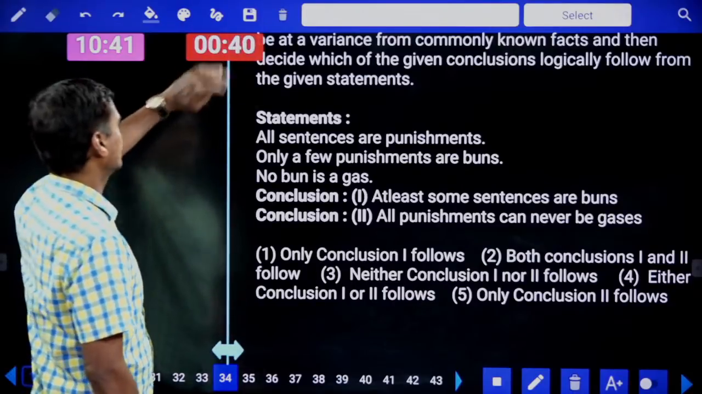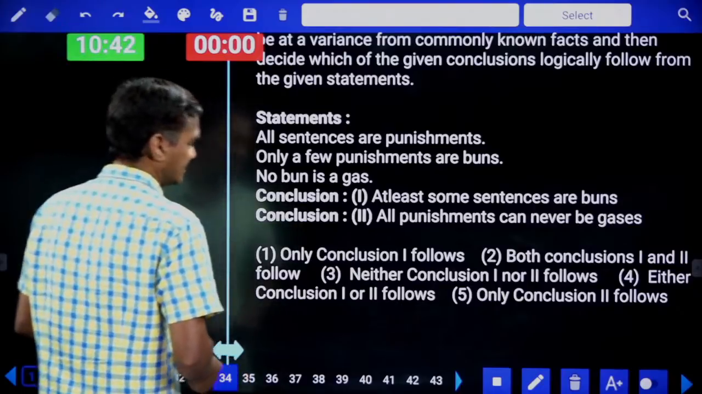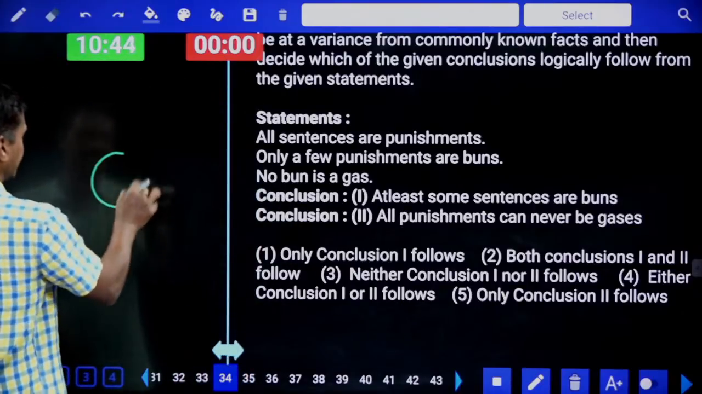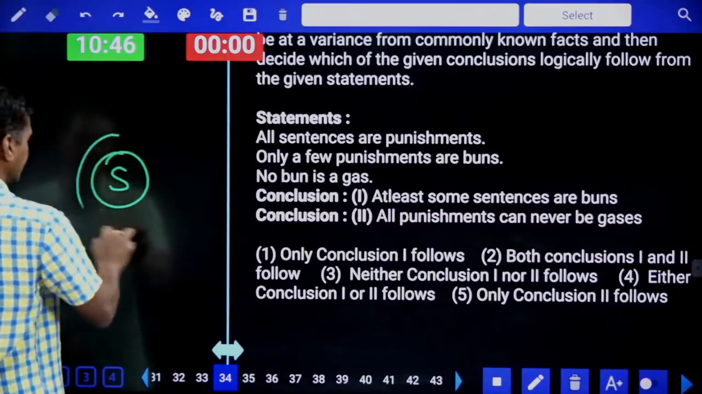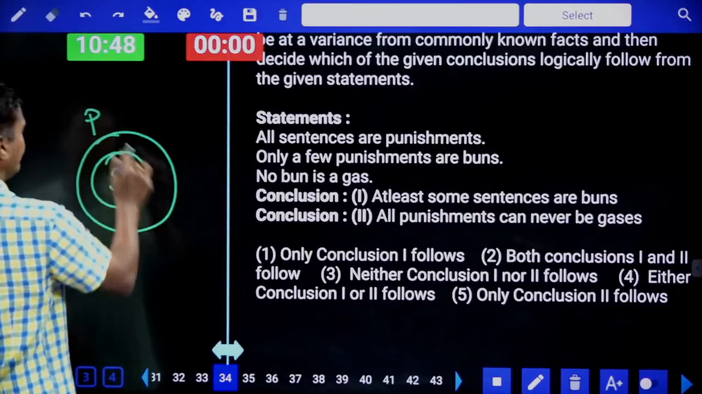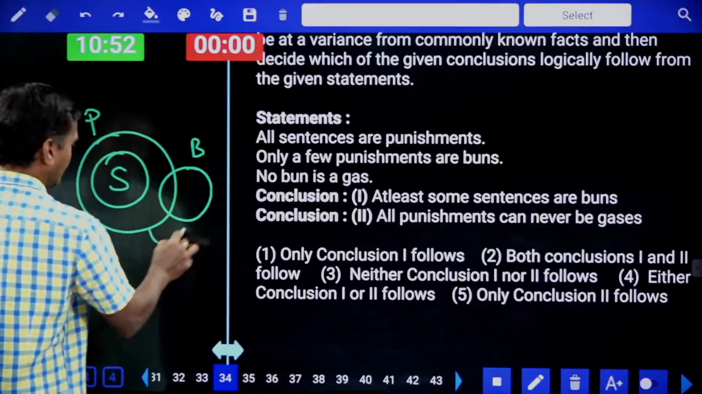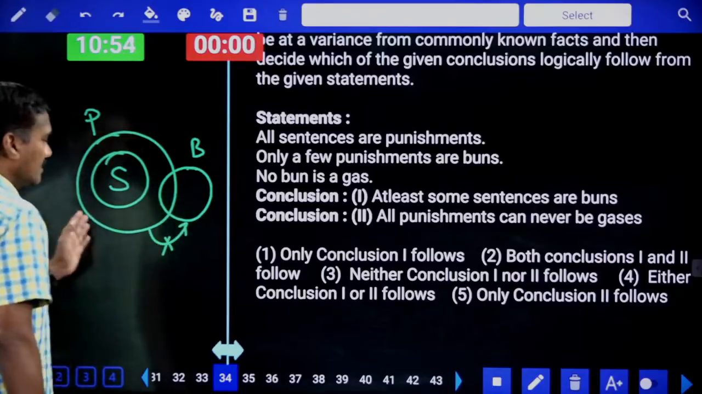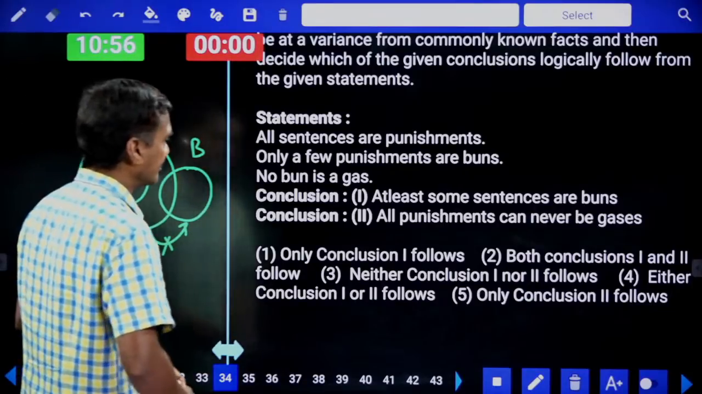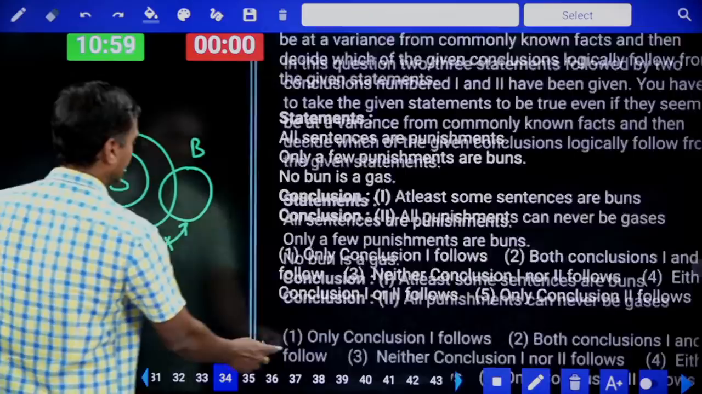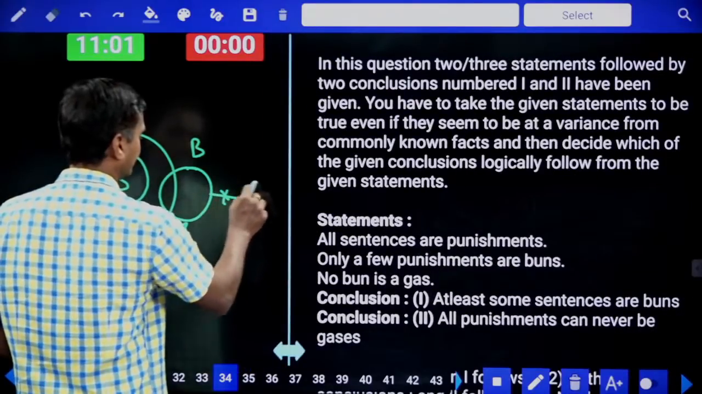Has anyone done with this one? Answer please. Now all these sentences are punishments. These are the sentences which are punishment, and only a few punishments are buns. Only a few, but not all. All these punishments cannot be a part of this bun. No bun is a gas. No intersection between bun and gas.